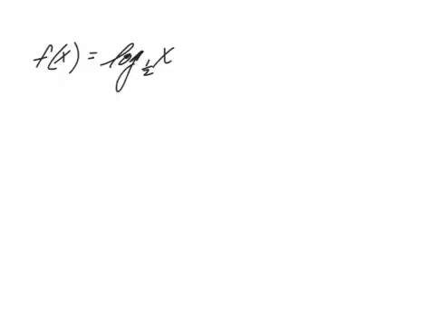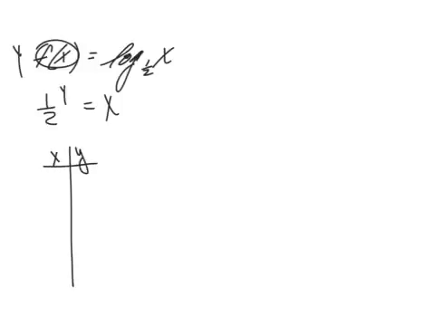So first of all, what we're going to do is write this in exponential form. We're going to replace f of x with a y. So (1/2) to the y power equals x. And then all we do is come up with x's and y's. So we're going to put in y values there.